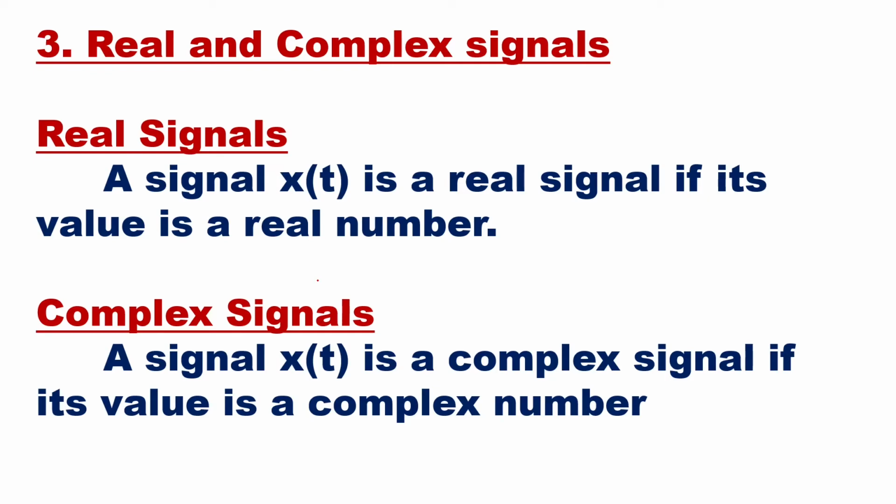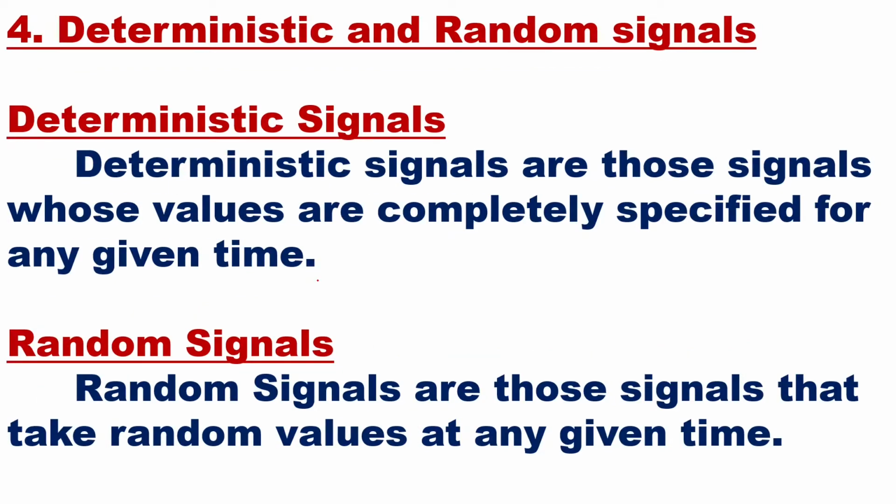So if the signal value is a real number, then it is a real signal. And if the value of amplitude is in complex form, then it is a complex signal. Then we'll go to see the fourth one, deterministic and random signals.